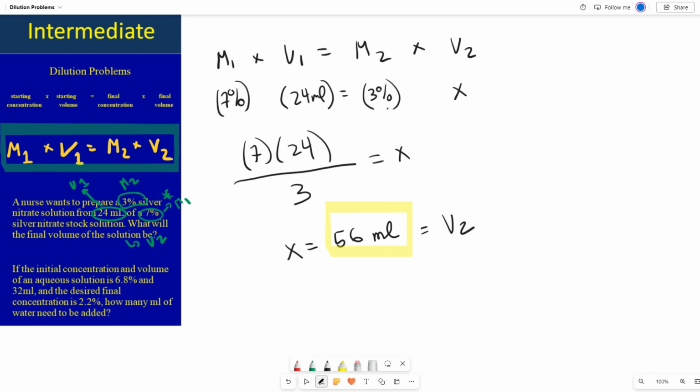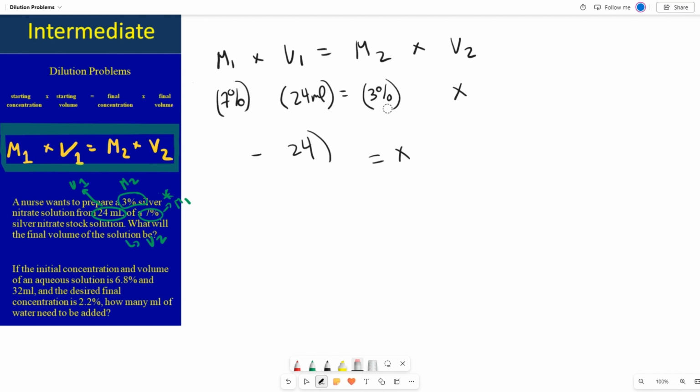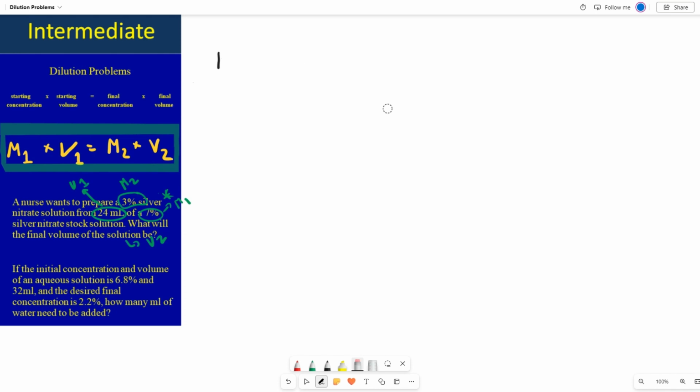All right, so let's take a look at the second problem. Now, the second problem is I purposely worded it slightly differently so that it gives you some practice trying to solve these. So the second problem says if the initial concentration and volume of an aqueous solution, aqueous just means it has water as the solvent, is 6.8% and 32 milliliters, and the desired final concentration is 2.2%, how many milliliters of water need to be added?